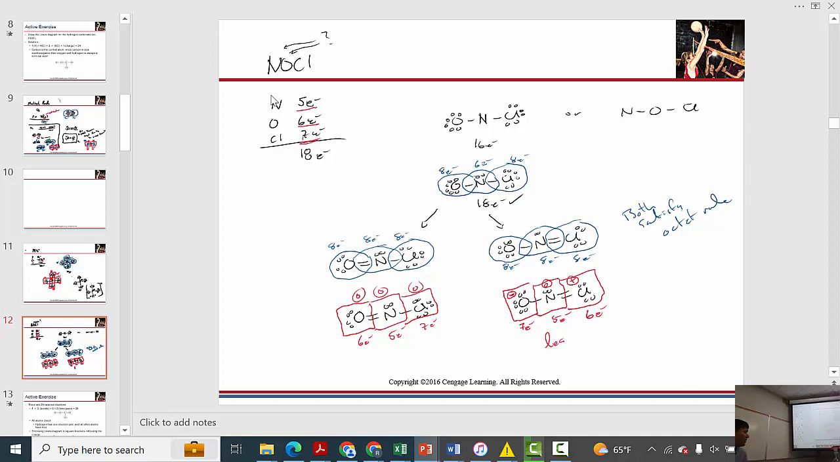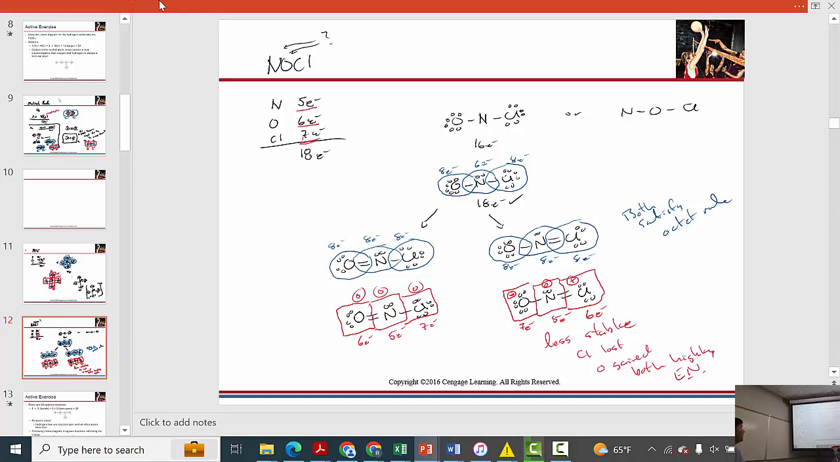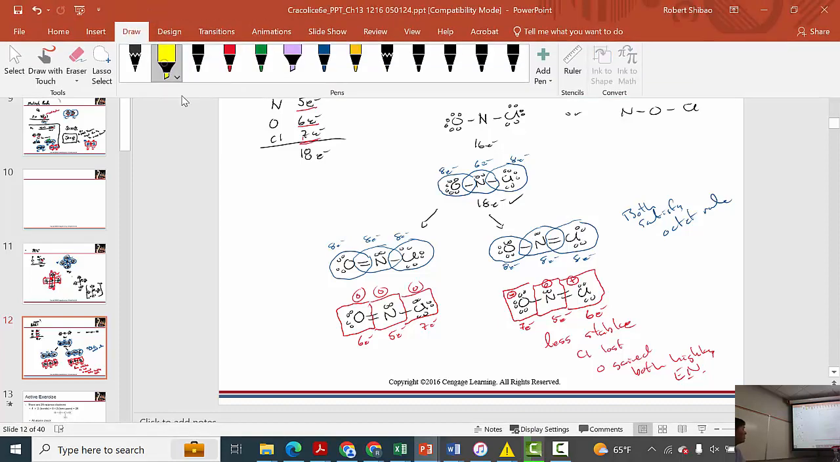This is less stable because that means there was a separation of charge. Chlorine lost, oxygen gained. Both are highly electronegative. Electronegative is EN. Whereas over here, everybody broke even. Do you see that? And so this is going to be more stable. And so we say that this is the preferred structure here.